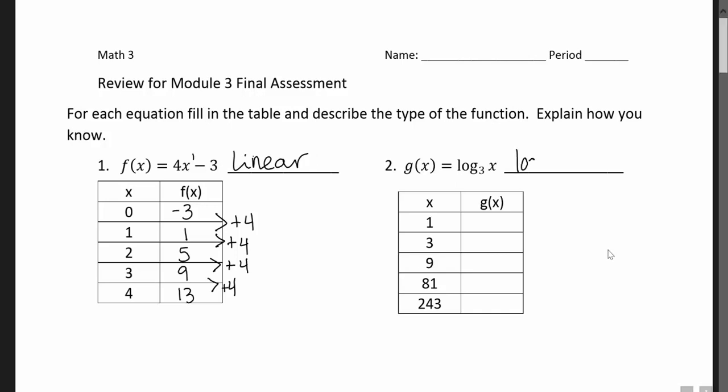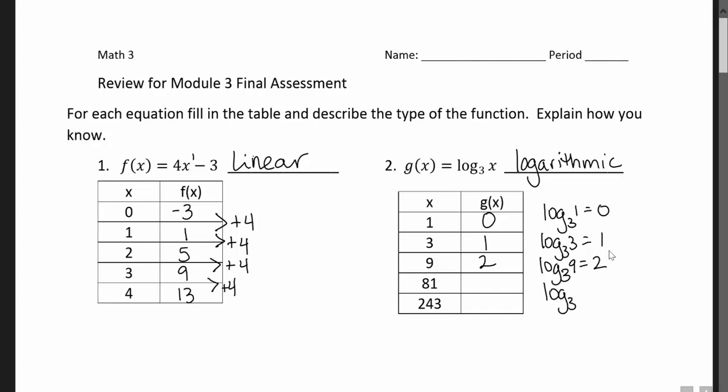This is a logarithmic function. I know this because there is a log in my equation. So to fill in the table for g of x, I'm going to put 1 in for x. Log base 3 of 1. Well, that must be 0 because anything to the 0 power is 1. Log base 3 of 3 is 1. Log base 3 of 9, well, 3 squared is 9.